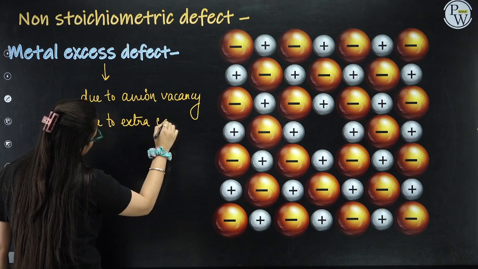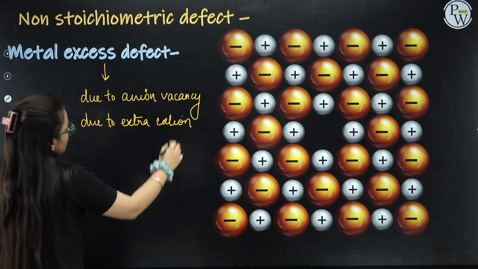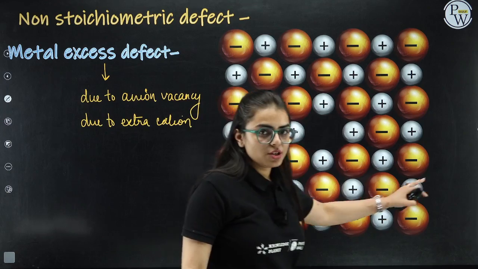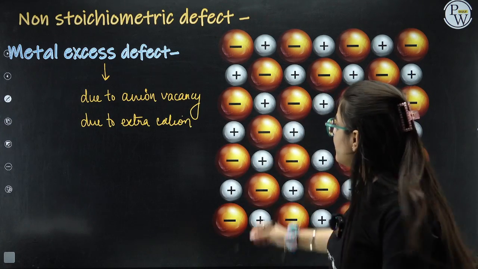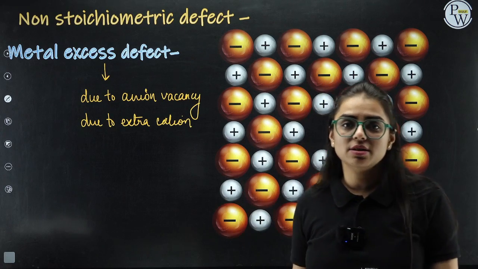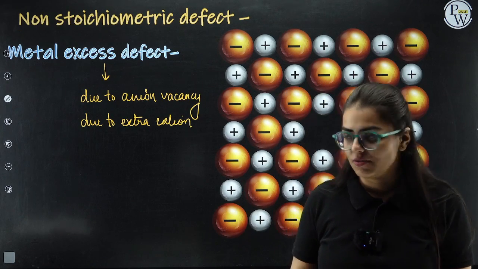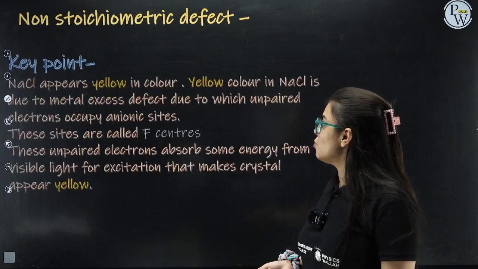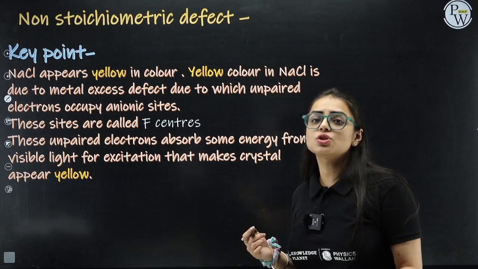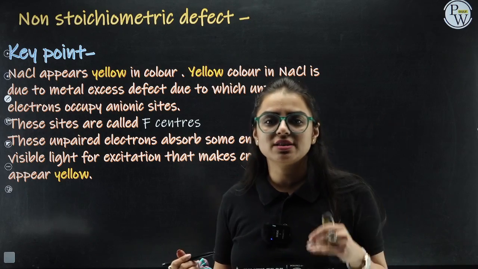Anion vacancy is when a negative particle moves away. So there will be more positive particles, that means metal will be in excess. Or when there is an extra cation in the interstitial site, that will also cause a metal excess defect. So it changes the number, that is non-stoichiometry. Then students, one more key point you need to remember: there is also metal deficiency, when there is less amount of metal.